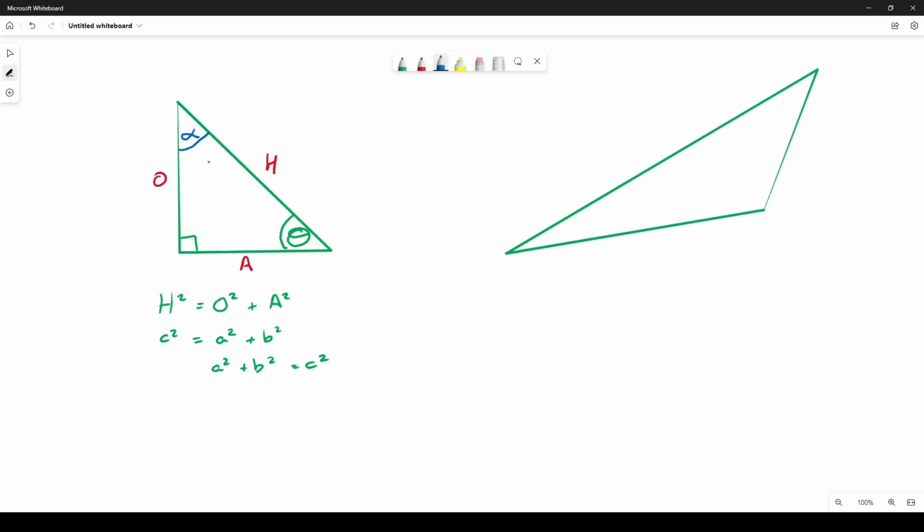But if that was the angle they'd chosen instead, you'll notice this would have been the opposite and this would have been the adjacent, and the maths would be slightly different. So just watch out for that. It depends on what angle they pick, for O and A. But again, for Pythagoras, it doesn't really matter. It only really matters for SOHCAHTOA.